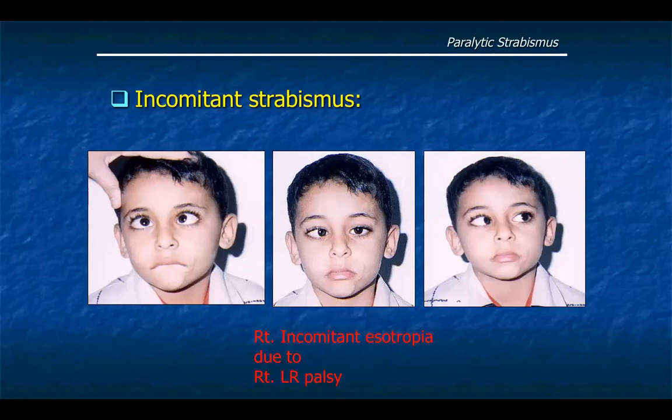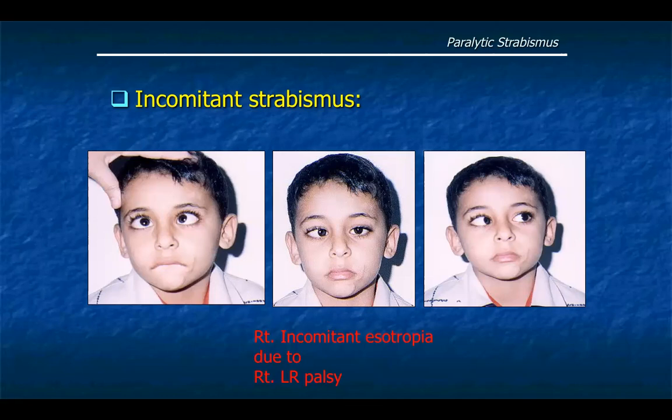There is incomitant strabismus. As seen in the middle picture, there is right incomitant esotropia due to right lateral rectus paralysis, and there is marked limitation of the lateral rectus, as seen in the picture on the left-hand side, the first picture. The boy is trying to look to the right. The left eye is normal and moves inwards by the medial rectus, but the right eye has paralyzed lateral rectus muscle, so cannot be abducted or moved out.